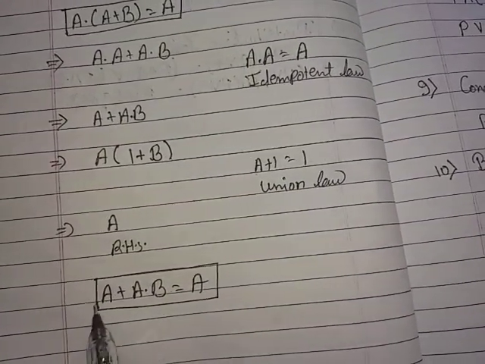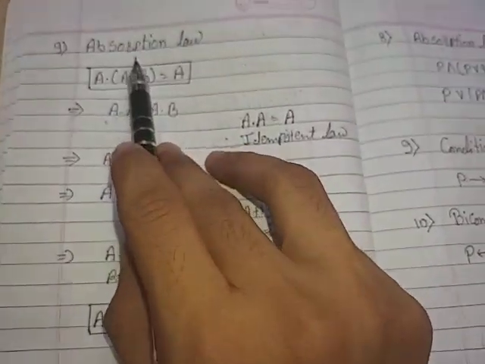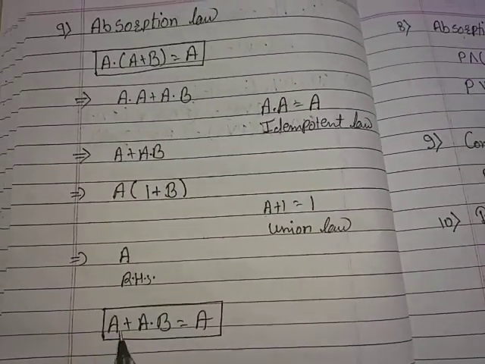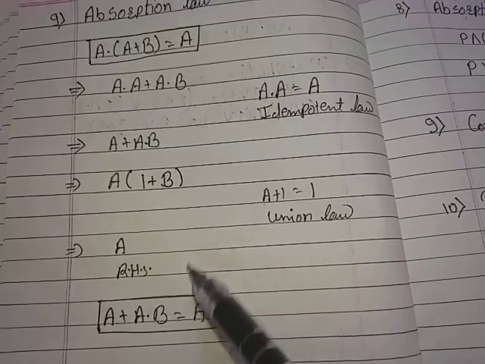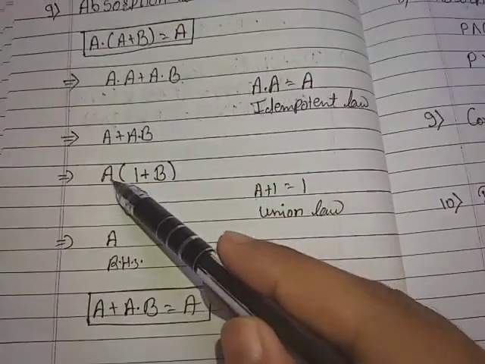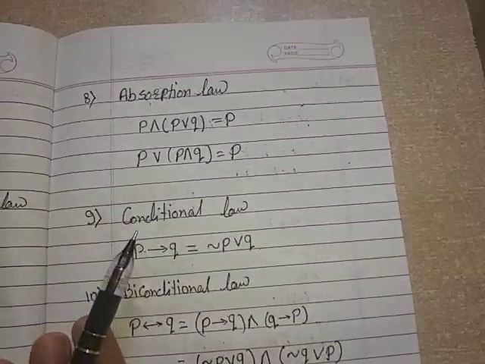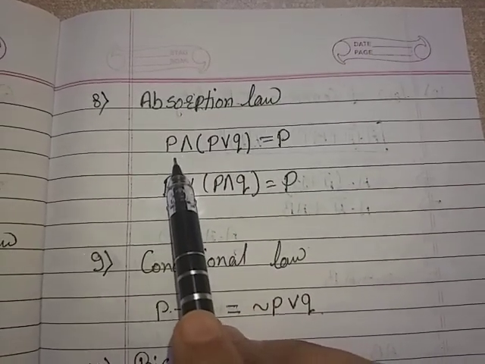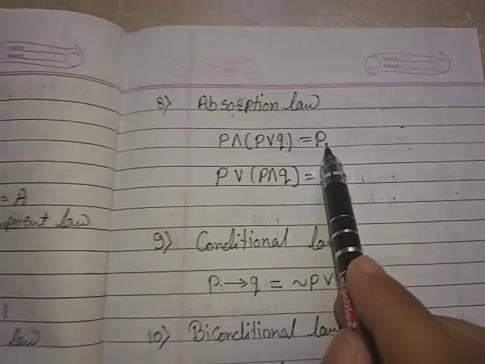The next law is A plus A dot B is equal to A. In absorption law, we have two laws. A dot (A plus B) is equal to A and A plus A dot B is equal to A. The proof of this is from here. A plus A dot B is equal to A. Now absorption law, P conjunction (P disjunction Q) is equal to P.